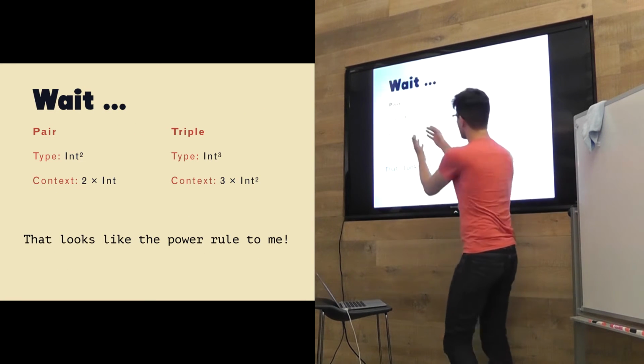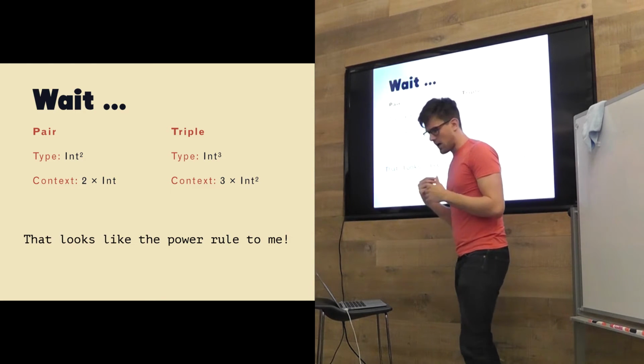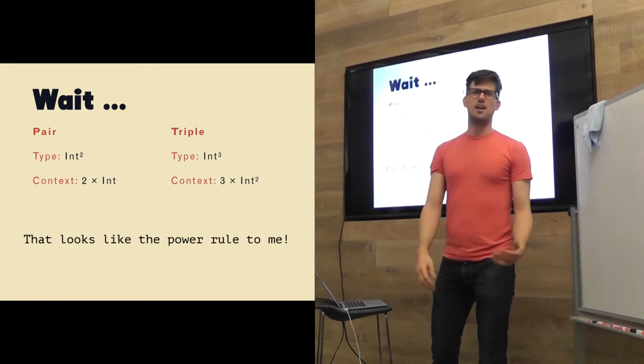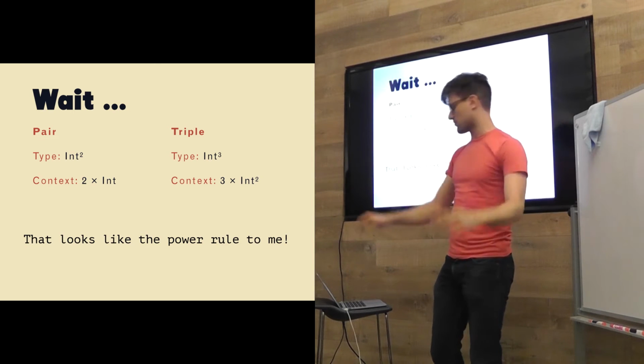This looks like the power rule to me. Int squared to 2 times int, int third to 3 times int squared. Okay, how far can we take this? Because this is what mathematicians and people like us love to do. We see, is this just a coincidence? Could be a coincidence. So let's just take it to its extremes.